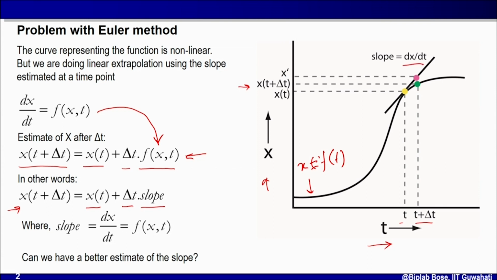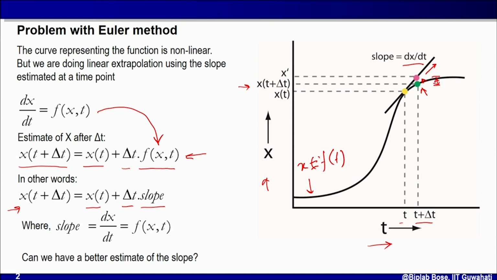So we are getting the value of x at the next time point, that is at t plus delta t, by doing linear extrapolation along this tangent, and we get the value of x at this new time point as shown by the pink dot. Obviously, as we are following this slope, we are getting a value slightly higher than the real value of x, which is shown by green. So you can see there is a difference between the pink dot and the green dot.